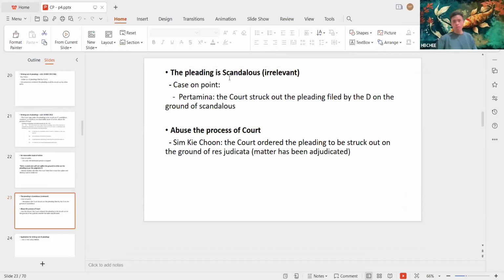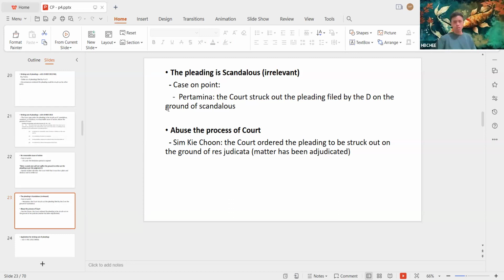So what is the meaning of scandalous pleading? Actually, it's irrelevant. So this is the case on point, Pertamina, where the court struck out a pleading filed by the defendant on the ground of scandalous. And another one is abuse of the process of court. You can see the case of Sim Kie Chun.